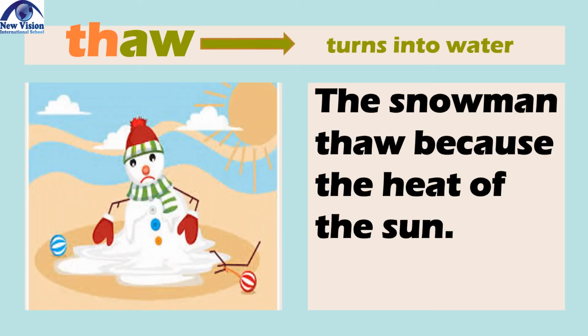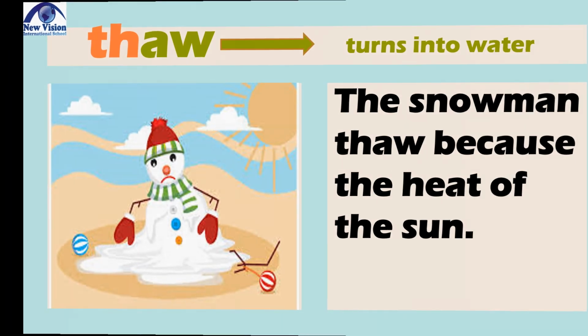The word thaw. Thaw is also a verb. Thaw means turns into water. The snowman thawed because of the heat of the sun. So, thaw turns into water. The vowel pattern which makes the sound O in this word is the AW, thaw.